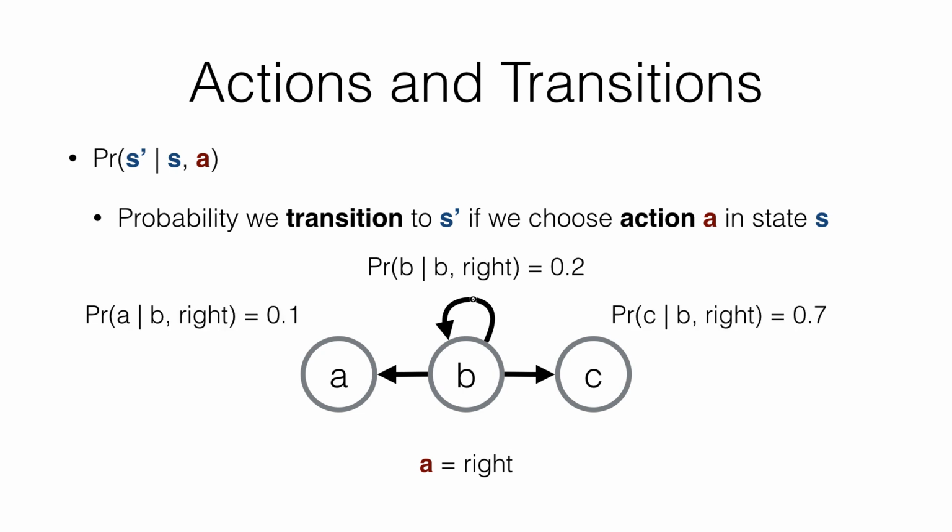And here I've written out how you map from these numbers I threw on the screen and these pictures I drew to the probability function, right? So the probability all the way on the right, the probability of state C, given that you're starting in B and you take the action right, is 0.7, and then the probability that you're in B, given that you're in state B and that you take the action right, is 0.2, and the probability that you end up in A, given that you started in B and took the action right, is 0.1.